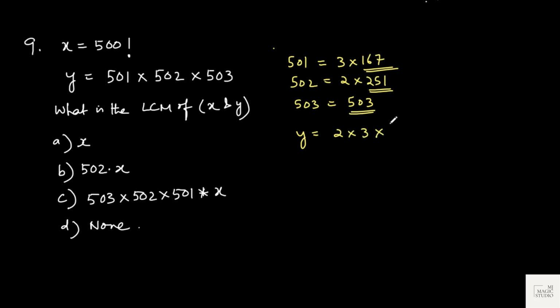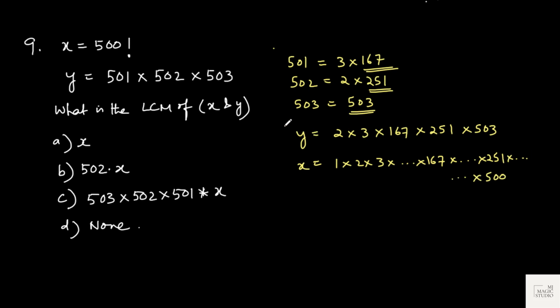That means y is actually equal to 2 into 3 into 167 into 251 into 503. And x is equal to 1 into 2 into 3 into ... into 167 into 251 into ... till 500. If we look at x and y very carefully, 2, 3, 167 and 251 are common between both the numbers. That means we can delete these from this system because they are already there in x.